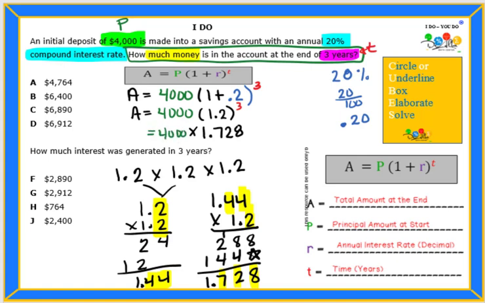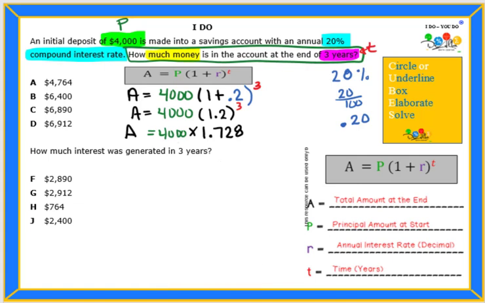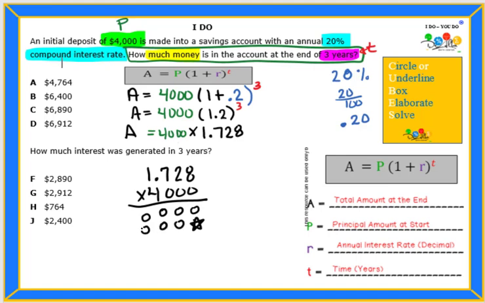And we still have to multiply that times 4,000 to get the total at the end. So now I'm going to multiply 1.728 times 4,000. We have 0, 0, 0, 0. We're multiplying by 0 again. Now I'm going to put 2 placeholders because I'm done with those 2 zeros and I'm on the third 0, but I'm going to get all zeros again. And now I can put 3 placeholders because I'm done with the third zero and I'm working with the 4 now.